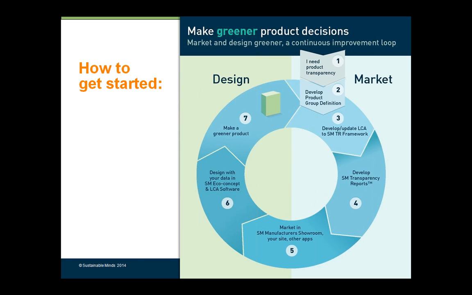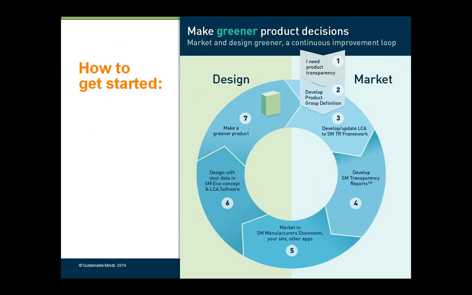And so the streamlined LCA solution offered by Sustainable Minds, EcoConcept, and NC software allows that, and based on the analysis that you do, you find out how you might be able to design a greener product. Now, because you know what matters most in step 4, when you develop the transparency report, you find ways to build on that, and then that's step 7, where you actually design a greener product.